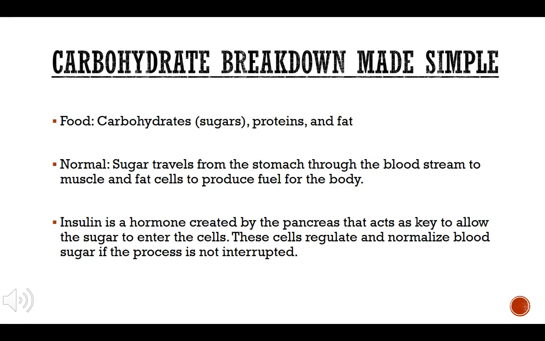Food is made up of 3 basic substances: carbohydrates, also known as sugars, proteins, and fats. In order to understand the basics of diabetes, you must know the role of carbohydrates in metabolism. Normally, when sugar is consumed, it travels from the stomach to the bloodstream. At this point, it enters into the muscle and fat cells to produce fuel for the body. Insulin is a hormone created by the pancreas organ that acts as a key to allow sugar to enter the muscle and fat cells. These cells then can regulate and normalize blood sugar if this process is not interrupted.